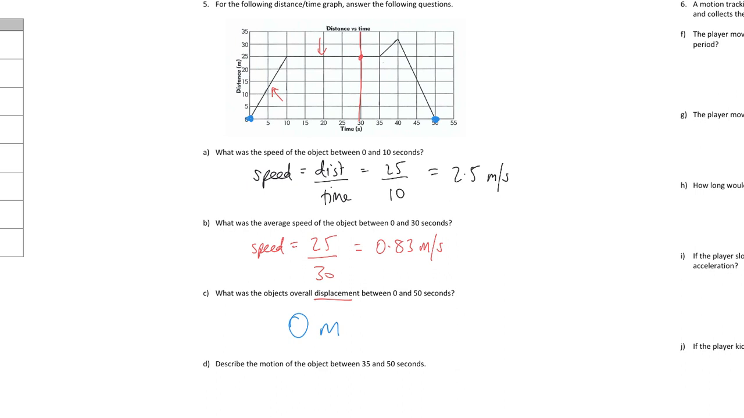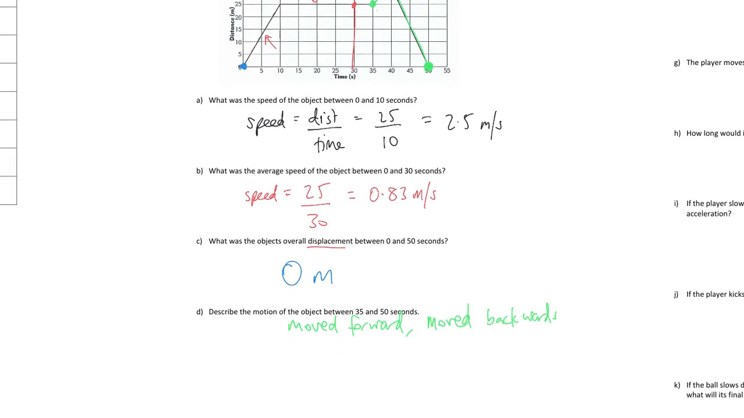And describe the motion between 35 and 50 seconds. So between 35, which is here, and 50 seconds, which is here. Okay, so it went like that, then it went like that. So it moved forward, then moved backwards. And I would say that they occurred both at constant speed. And you could work out what that is, but it's just not asking you to, so we won't.